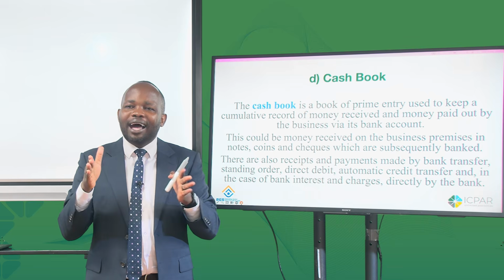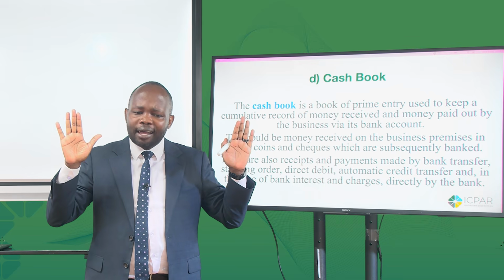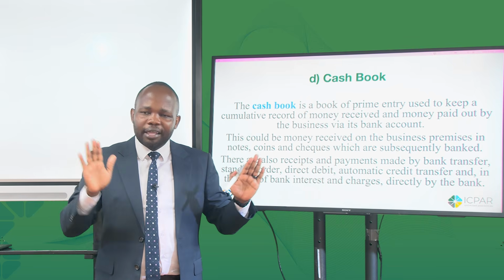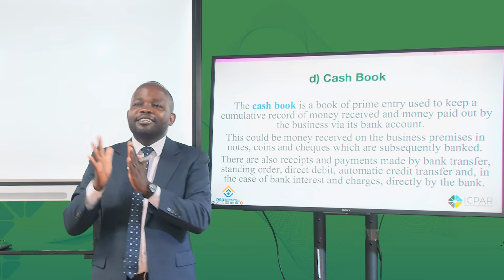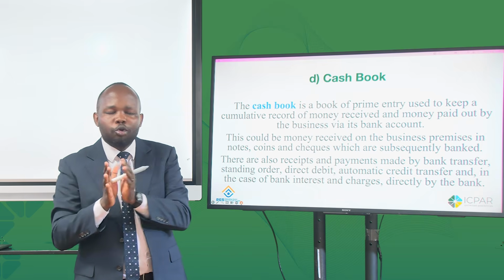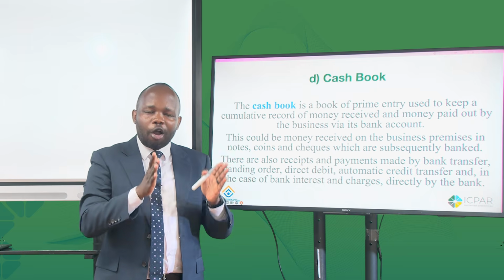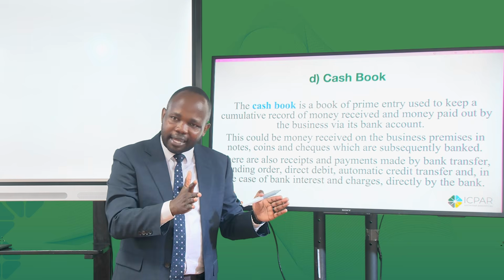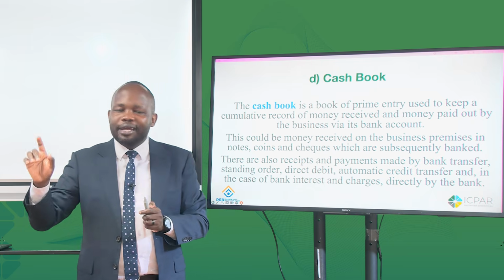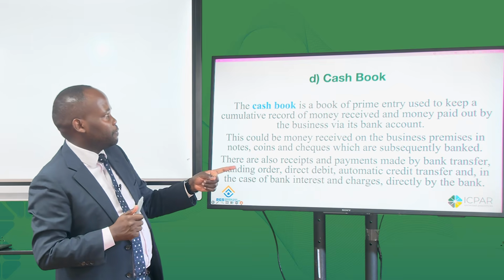So a cash book will have two major columns. There is the debit side and there is a credit side of that cash book, where we record all receipts on the debit side and all payments on the credit side.